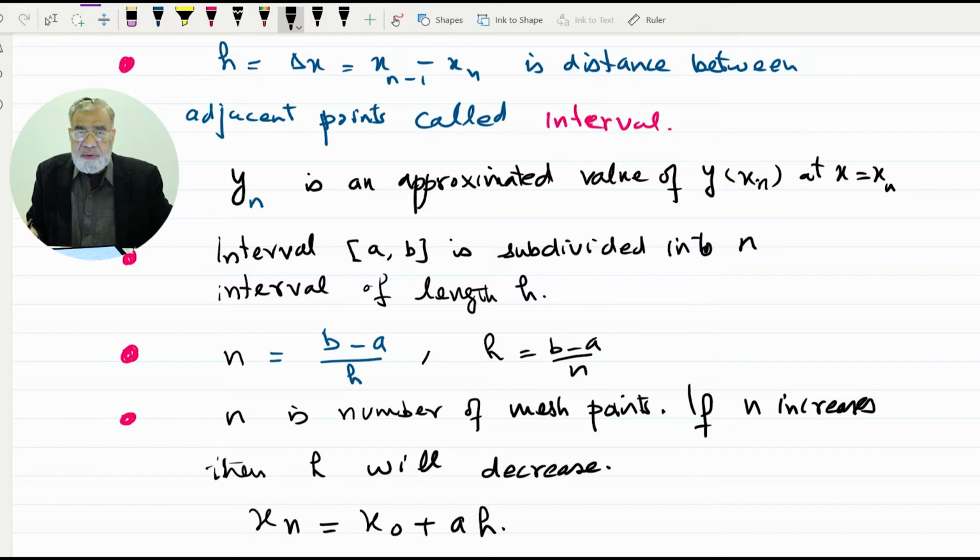When you give me n, I give you the value of h. If we want to increase the number of points where we want to find the value of the unknown function, then it means our h is going to decrease. When we increase h, then n is going to decrease.